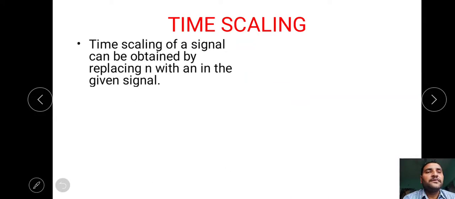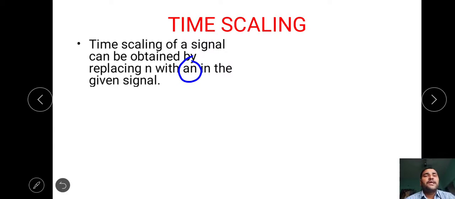Coming to the time scaling operation, it is obtained by replacing n with an. In the given signal x of n, wherever we get n, we place an, and we get the time scaling operation. Time scaling is majorly used for expanding or compressing the signal. Like in some applications the photo size is very high. How can we handle that? We have photo compressor apps in the Play Store. We download that and compress the photo size, then apply it for the application. Similarly, if we want signal compression or signal enlargement, we should go for the time scaling operation.